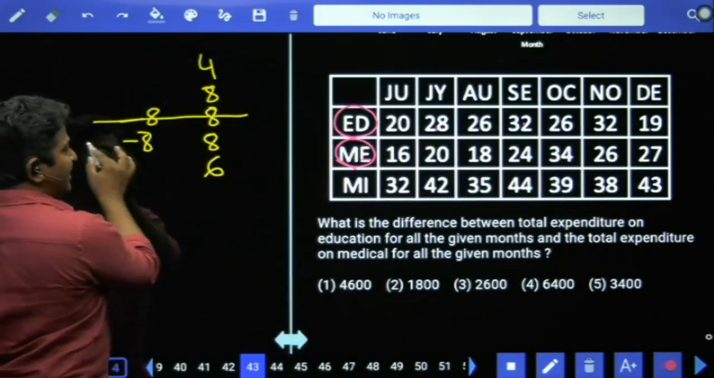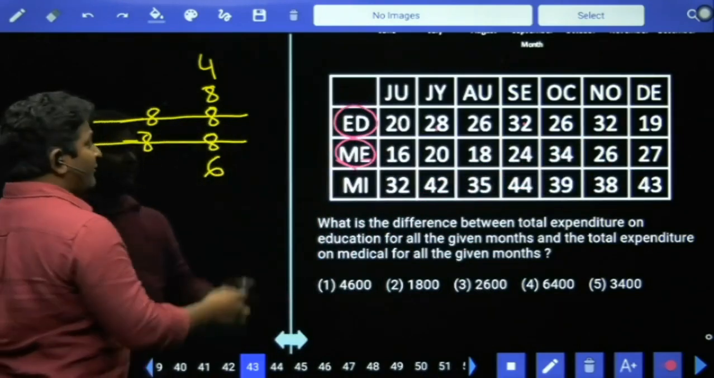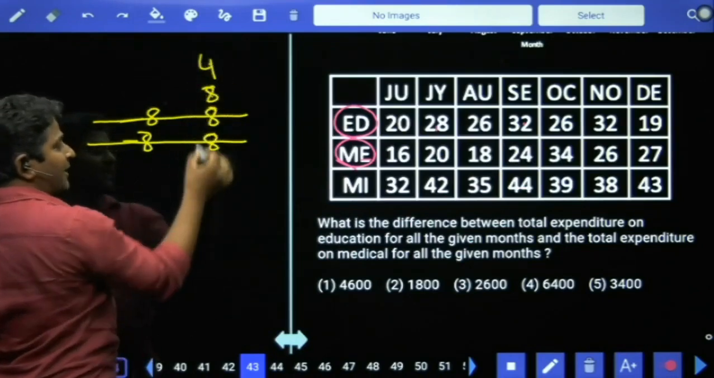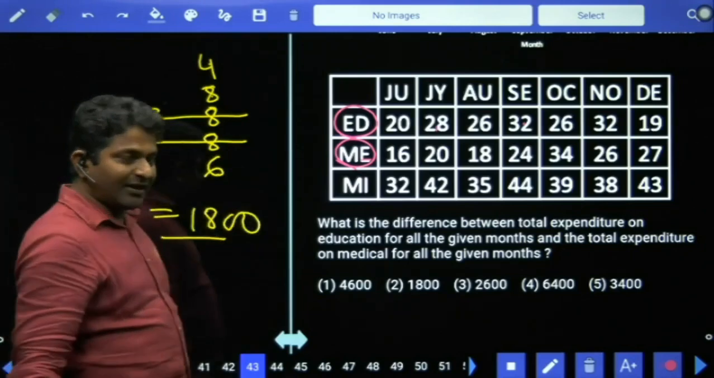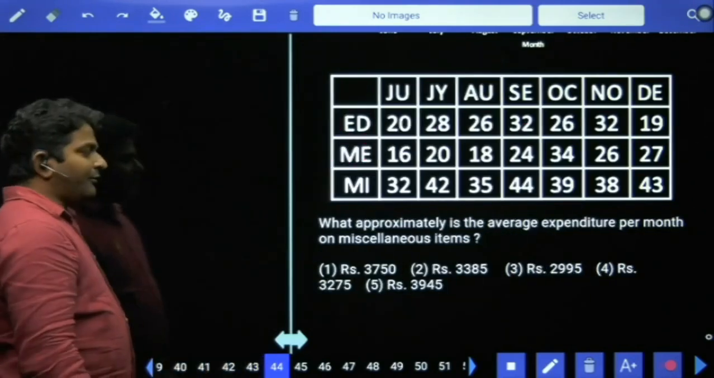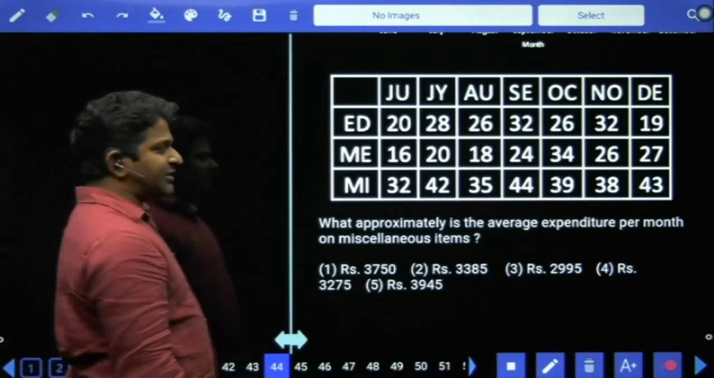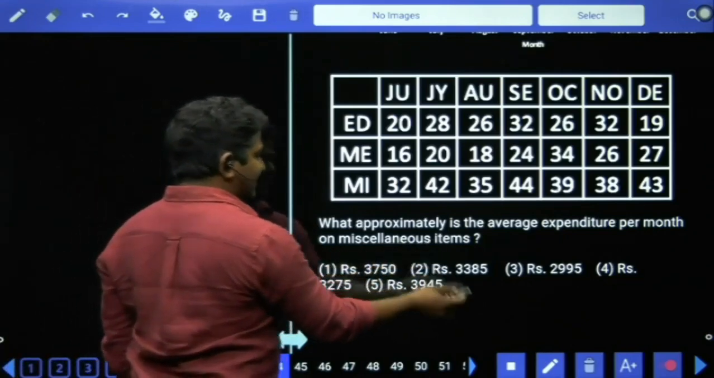So plus 8 minus 8, plus 8 minus 8 gets cancelled. Finally, we have 6 plus 4, 10, 10 plus 8, 18. So all the values are in 100, so we will write it as 1800. Second option is the answer. 44. What approximately is the average expenditure per month on miscellaneous items?